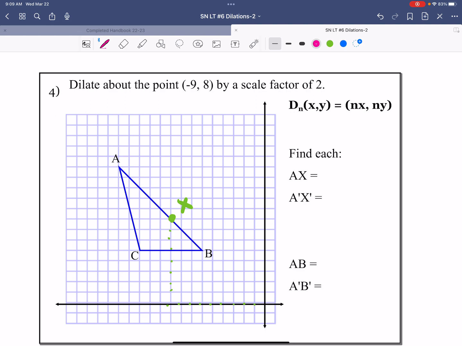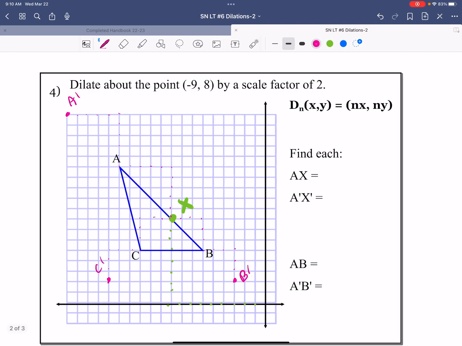Okay, to dilate about this point, we're going to travel 5 over, 5 over, and so on. To get A prime, we go 1, 2, 3 repeatedly. C prime, the same. B prime. And then you might start to think, wow, this feels very similar to the one we just did.